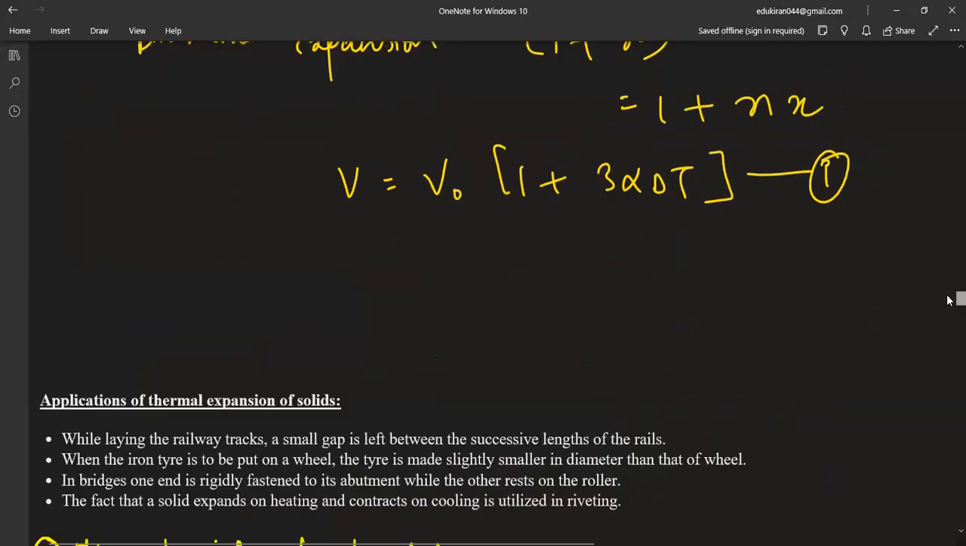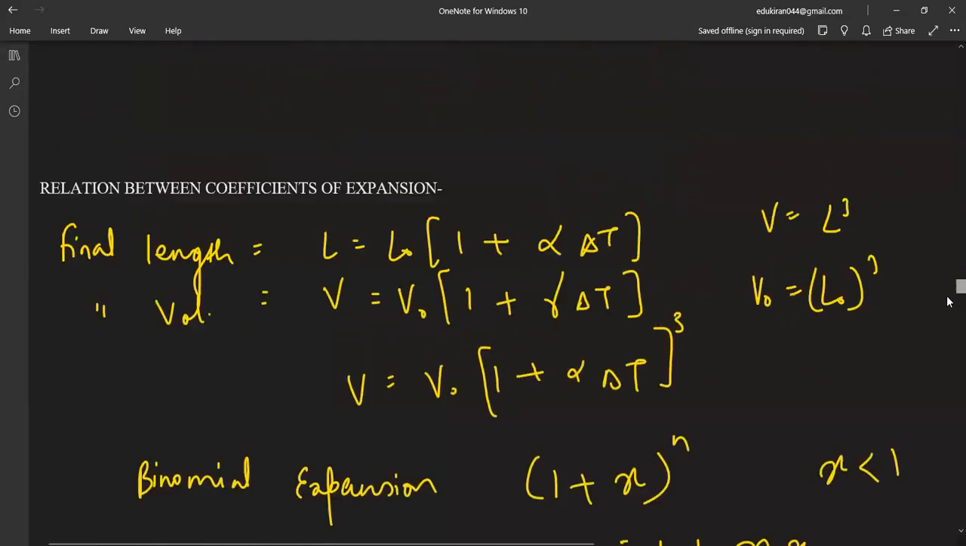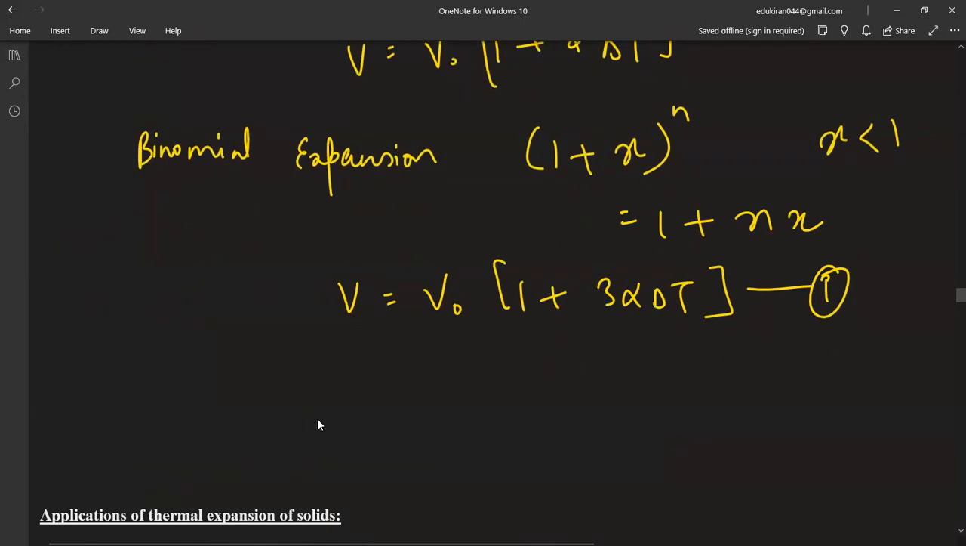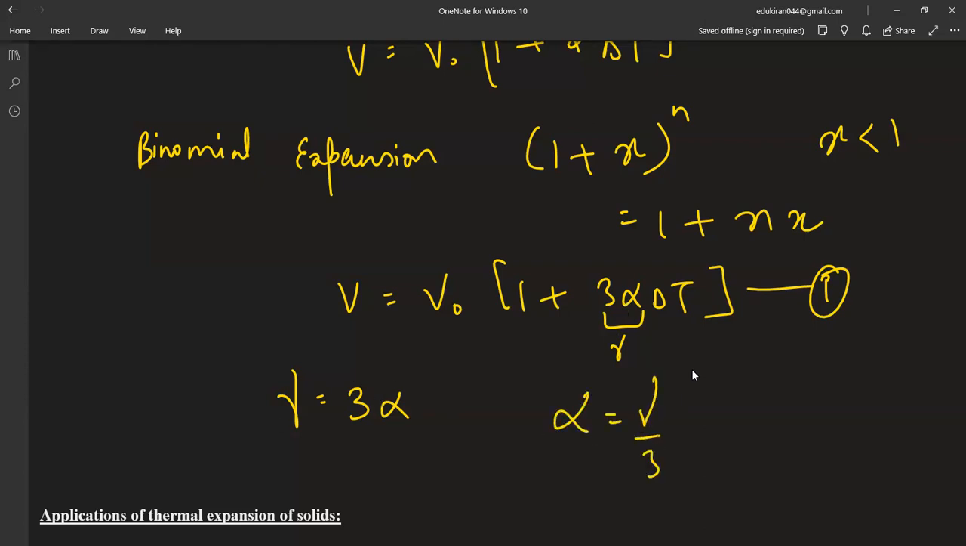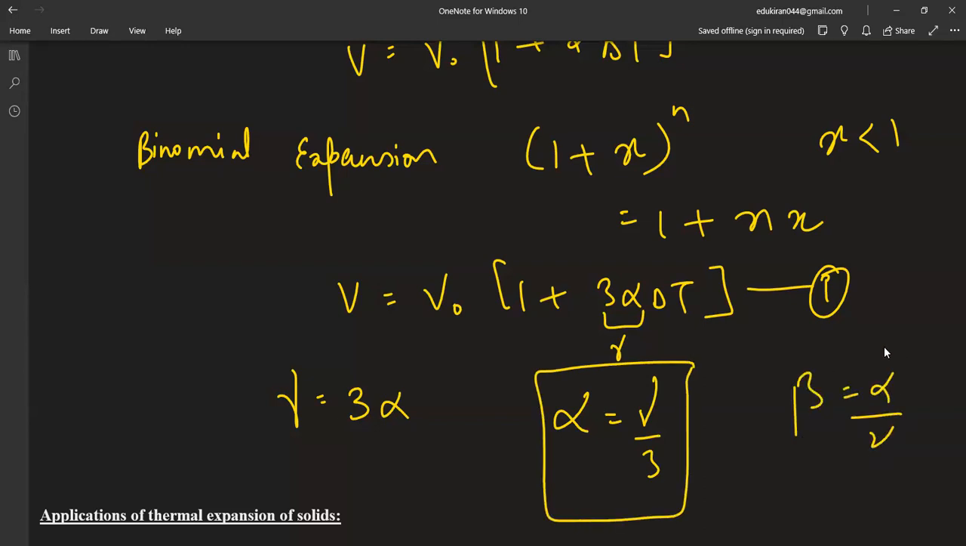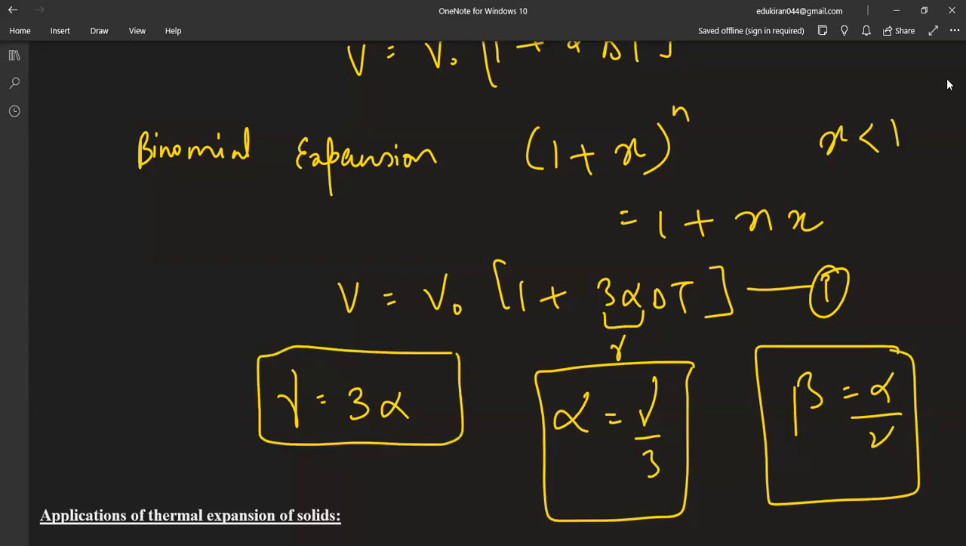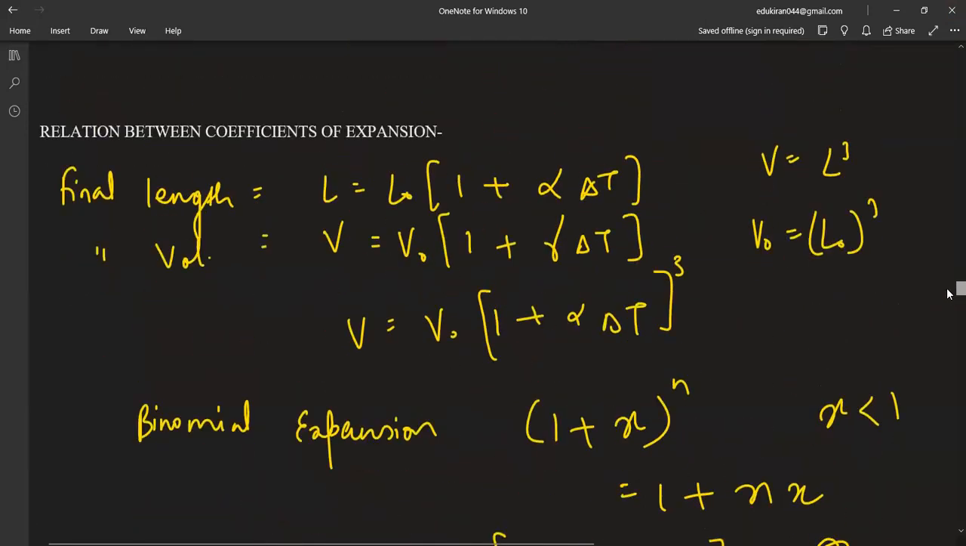Now see, if you compare all these equations with the main equation, you will get the result: gamma is actually equal to 3 times alpha. Do you see? V is equal to V naught into 1 plus gamma delta T. Instead of gamma, we are getting 3 alpha. So this is one relation: alpha is equal to gamma by 3. And beta is equal to alpha by 2. This is also one relation, helpful in some numerical values. Write it down. This derivation can come. This relation is helpful in the numericals also. Copy it down.